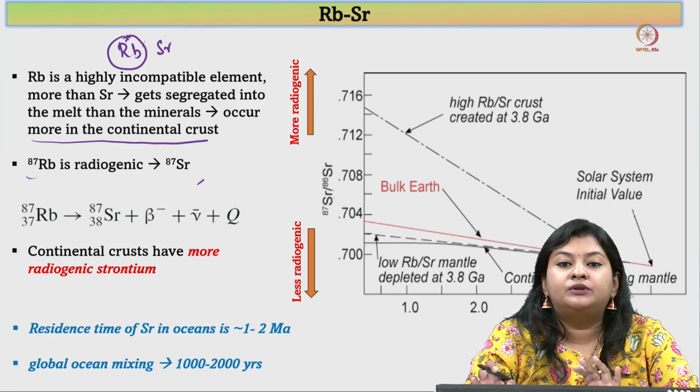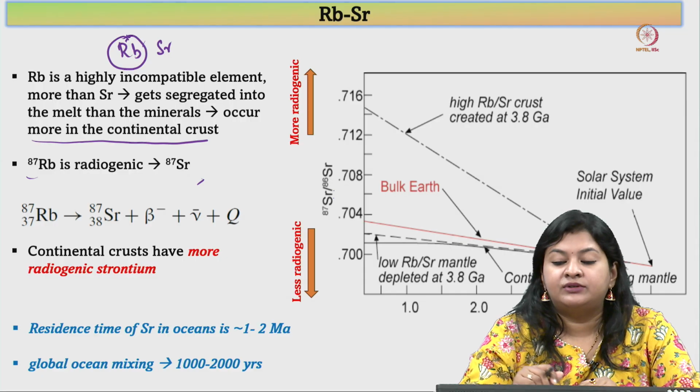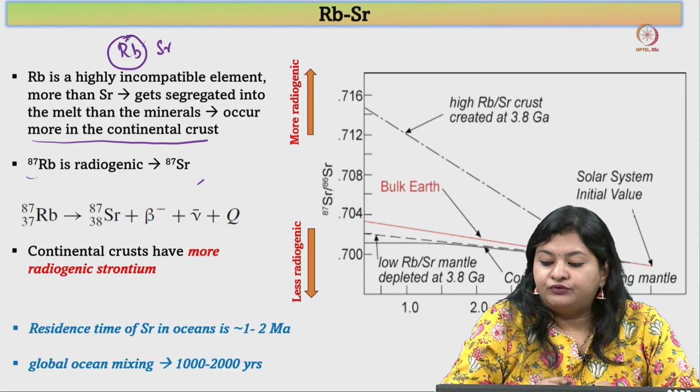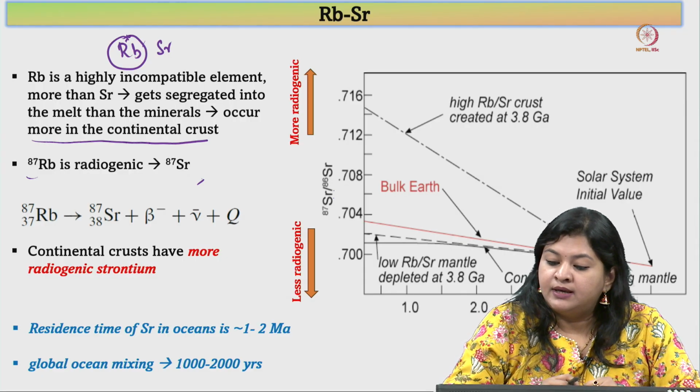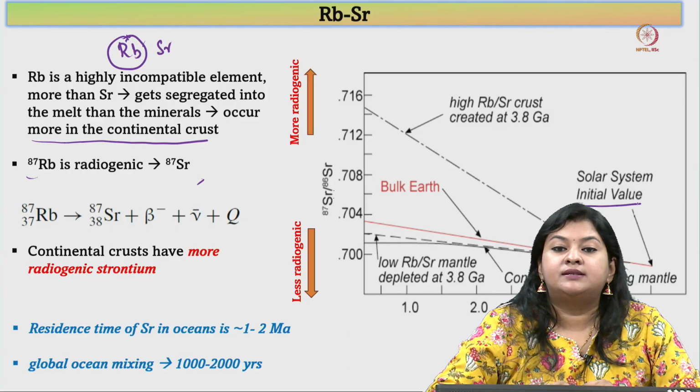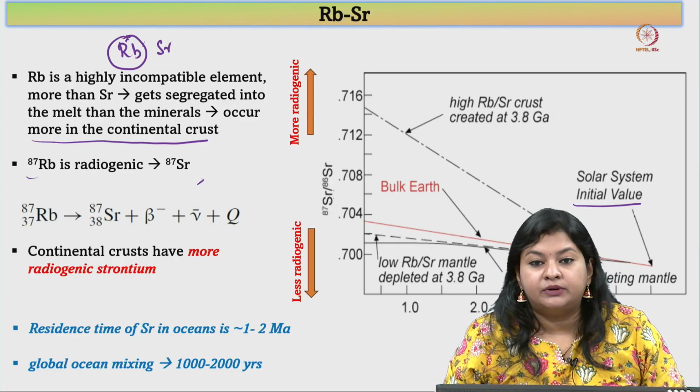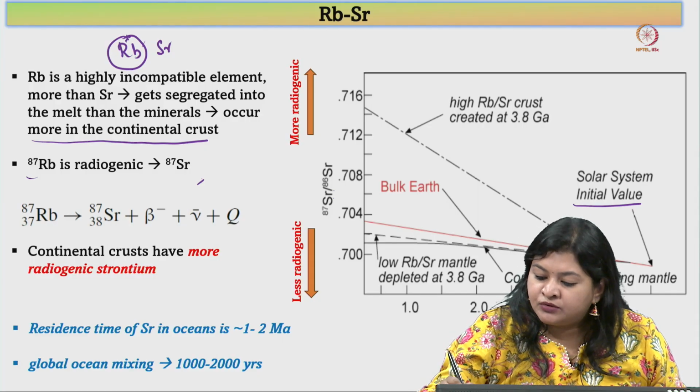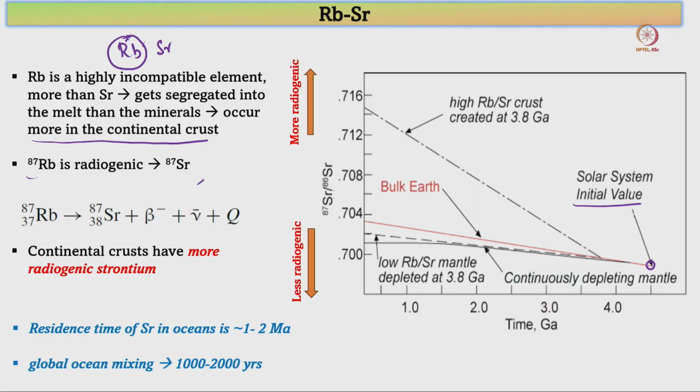And you see a few curves, you will see a few values here. Okay. So, first thing that we are going to note down is the initial value of the solar system. So, when Earth got formed, that value. So, consider that value is here. Okay. And as time is progressing, my radiogenic strontium is going to get produced because of the decay of 87 rubidium.